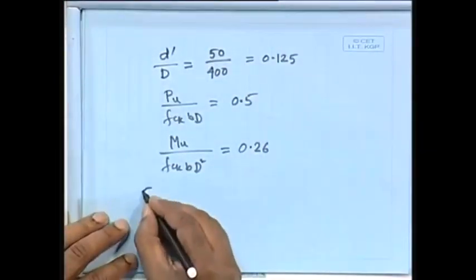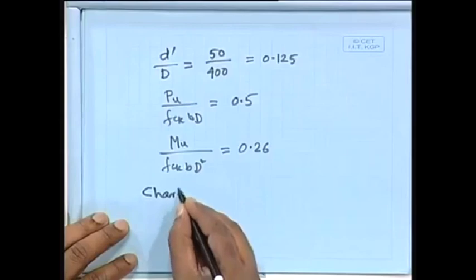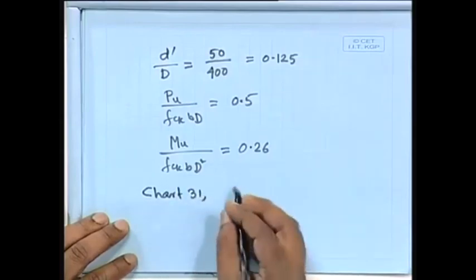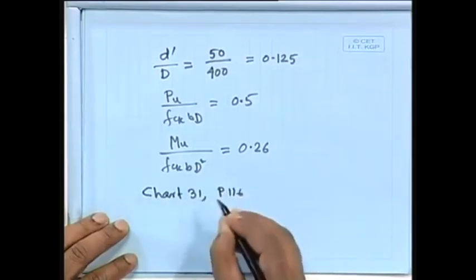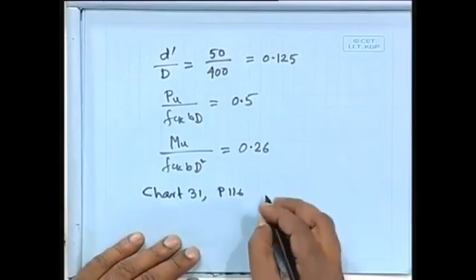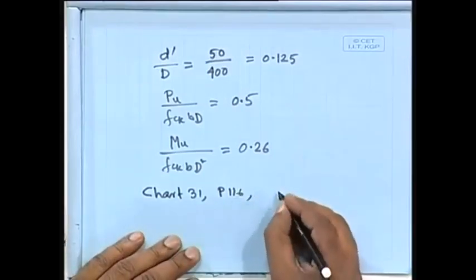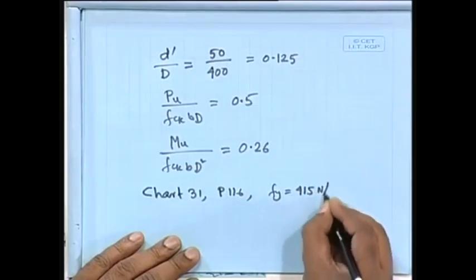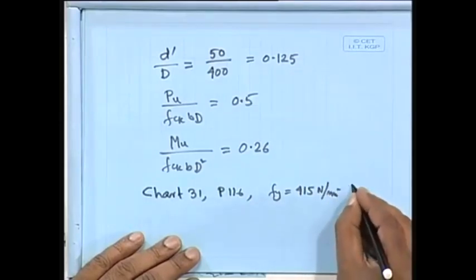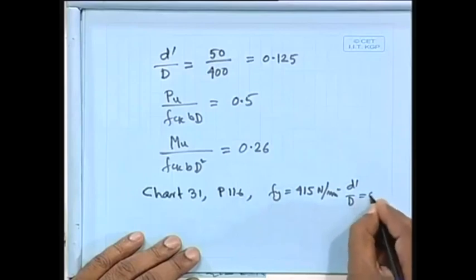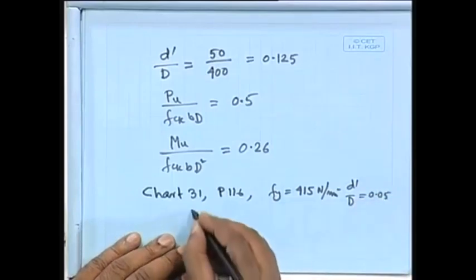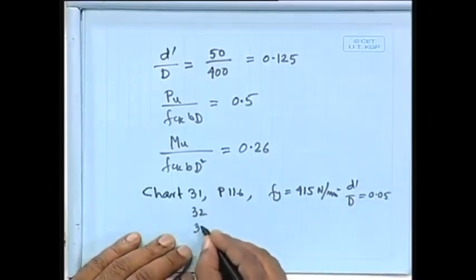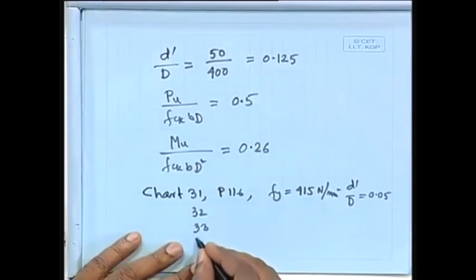Just to make it for reference. So chart 31, page 116. This is for Fy 415 Newton per millimeter square, and d dash by d equal to 0.05. Similarly 32, 33 and 34.